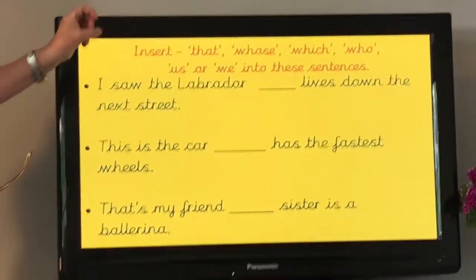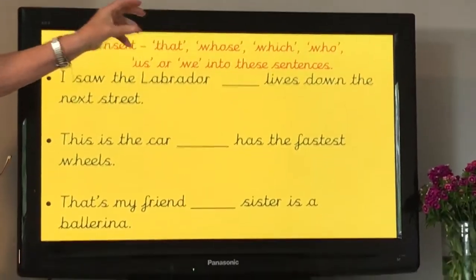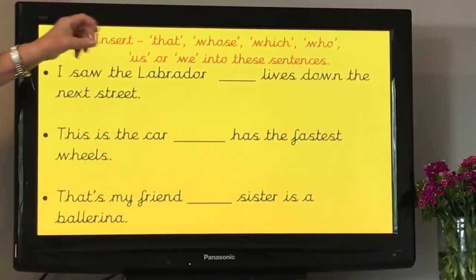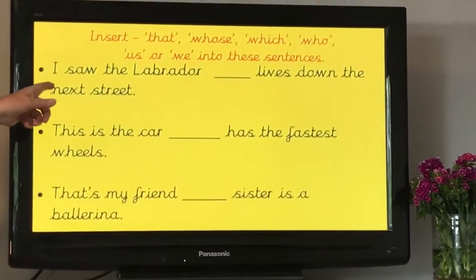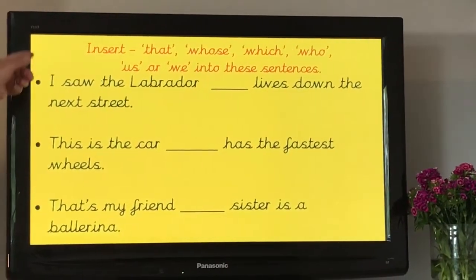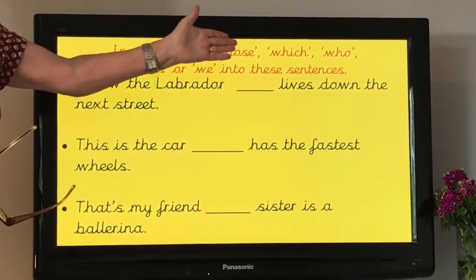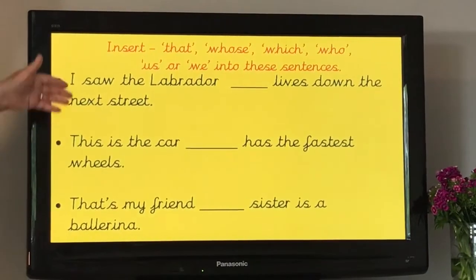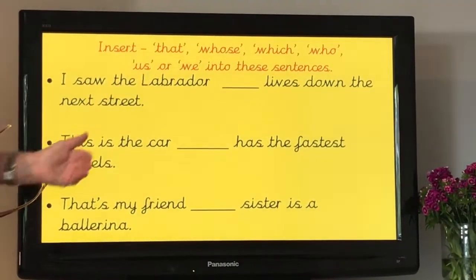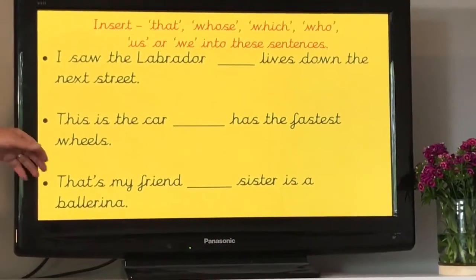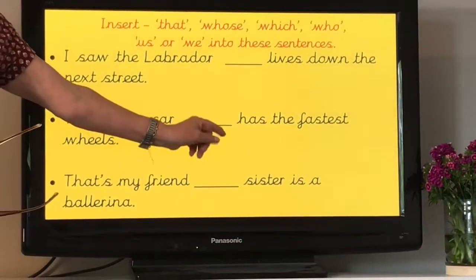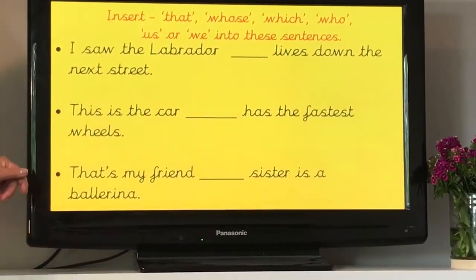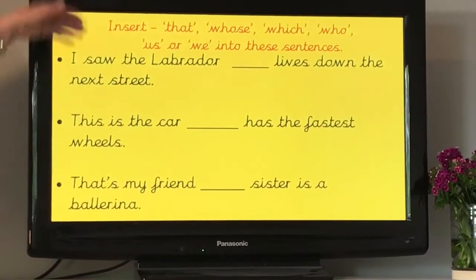These relative pronouns, that, whose, which, who, us or we, I want you to insert them into these simple sentences. So I saw the Labrador, blank, who lives down the next street. This is the car, blank, has the fastest wheels. That's my friend. Sister is a ballerina. So stop the tape, have a go at that.